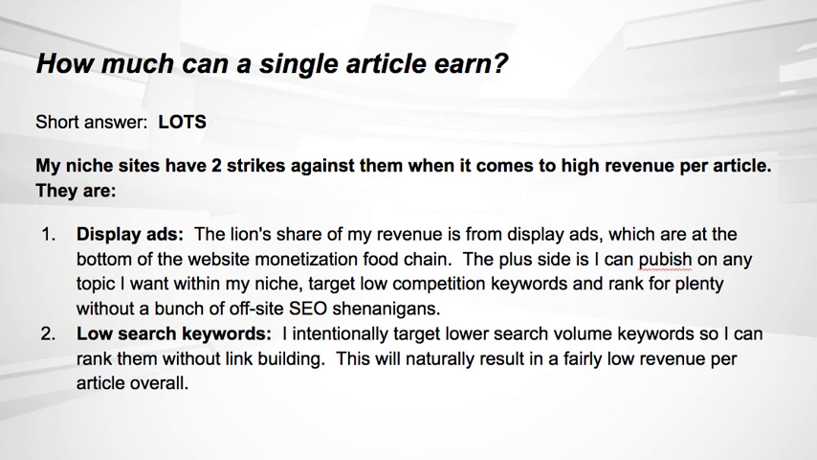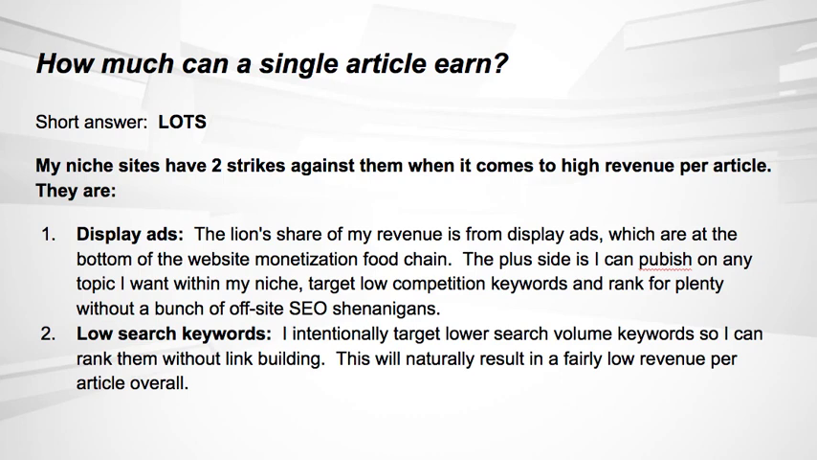Now, my niche sites do have two strikes against them when we're talking about total revenue per article. And as you'll see, you'll be surprised that my top earning articles don't actually earn all that much. All right, so the two strikes are: one, display ads. It's the bottom of the monetization food chain. A well-structured affiliate page that targets good buyer intent keywords is going to earn way more than display ads would. A page that sells something that converts well is going to earn even more, and so on and so forth, up the food chain until you get to Google, which probably makes more money than any other website on a per page basis.